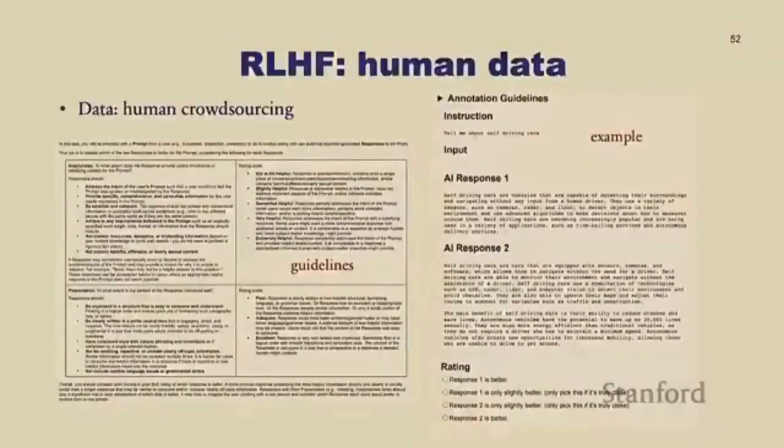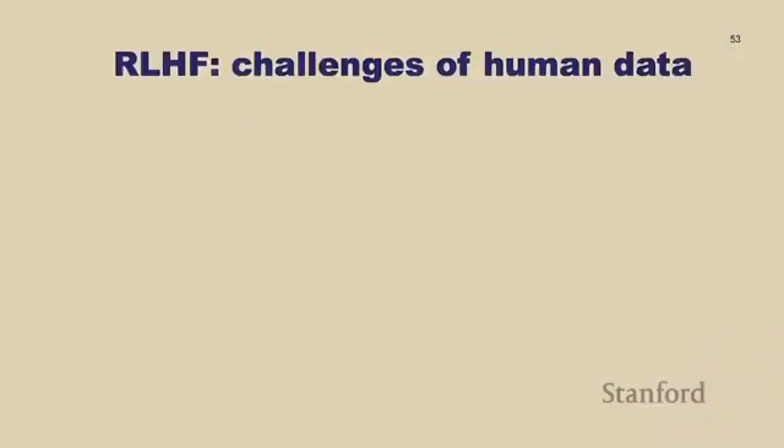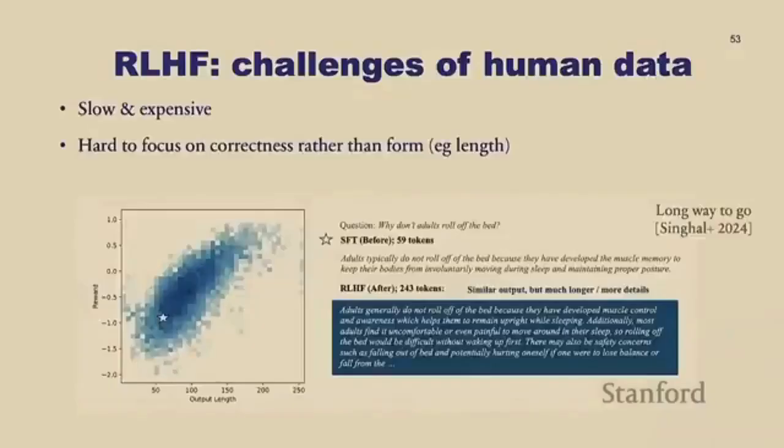The problem with humans is that you will start optimizing a lot of high-level features. For example, the second one is longer. I can guarantee you that most humans will choose the second one, even though maybe the first one is better. I don't know, I haven't read it carefully. So the challenges with humans: first, slow and expensive. Second, as I just mentioned, it's hard to focus on things that matter, like correctness. People usually look at things that don't matter as much, like the form, like length.